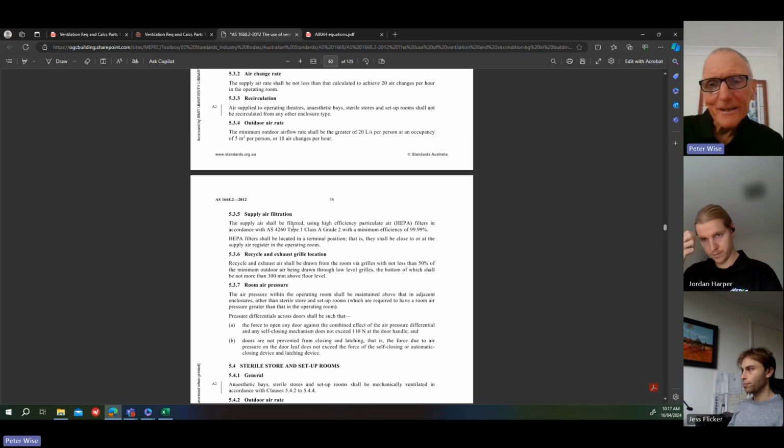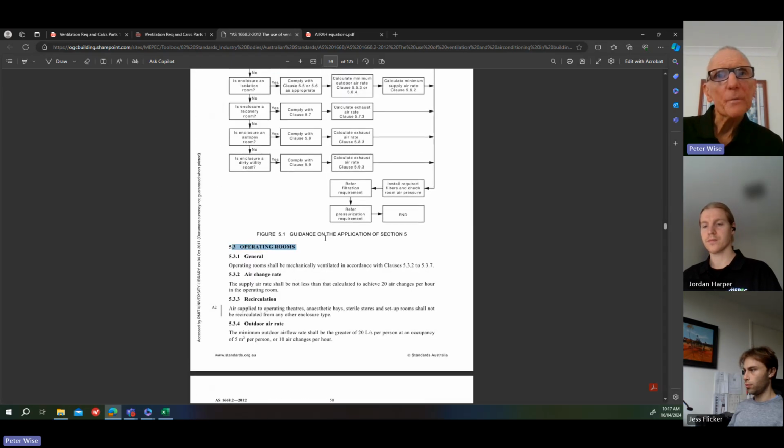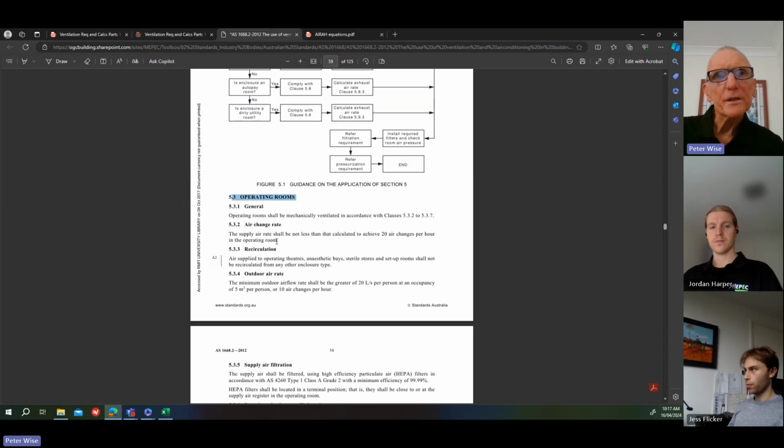It's a good question. Generally, the state health department standards will be at least equal to the 1668 Part 2. If they're higher, for instance, have a look at operating rooms. That's a good example. It says here, supply air change rate shall be not less than that calculated to achieve 20 air changes per hour. You'll find that most hospitals, and I have done a lot of hospitals, mainly in Queensland, their standard is 30 air changes per hour. That's the air change rate.